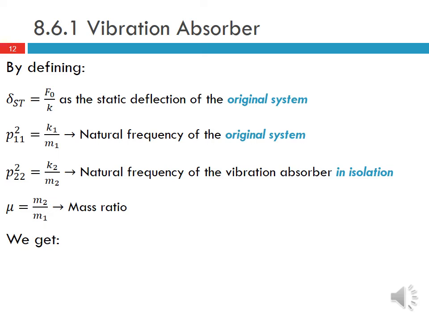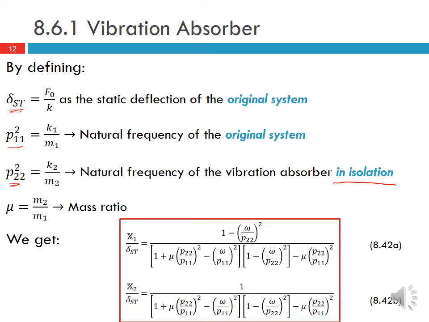And then define F naught over k as the static deflection of the original system, so delta static of the original system. P11 squared, which is k1 over m1, is the natural frequency of the original system. P22 squared, which is k2 over m2, is the natural frequency of the vibration absorber in isolation. And mu is m2 over m1, which we call the mass ratio. So defining all of these terms, we can get these expressions here in their non-dimensional form.